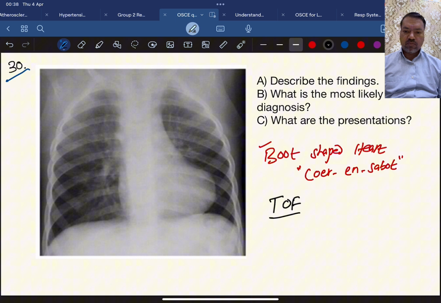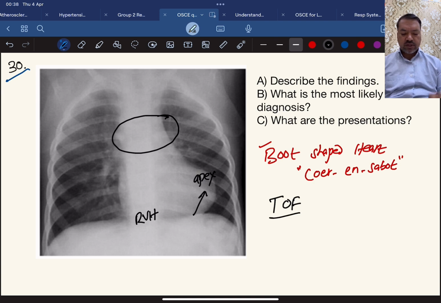Now, why does it look like a boot-shaped heart? There is a special reason here. Because of the obstruction of the outflow tract of the right ventricle, this area looks quite narrow, and as a result of the right ventricular hypertrophy, there is uplifting of the apex. As a result, it almost looks like a boot-shaped heart.